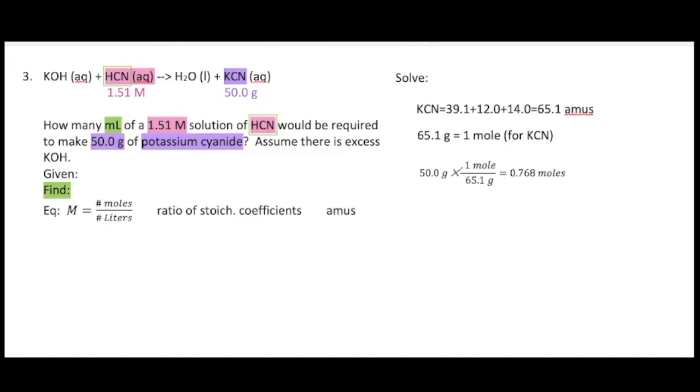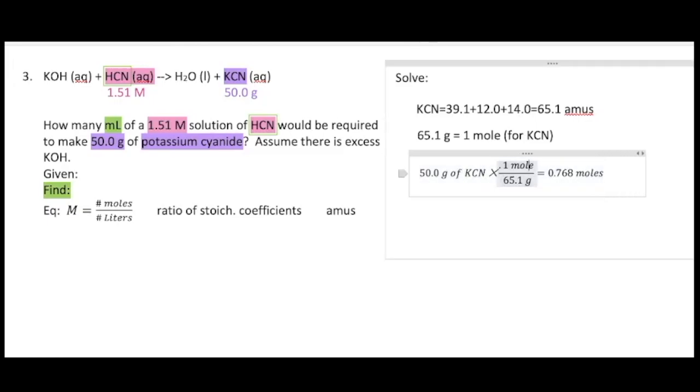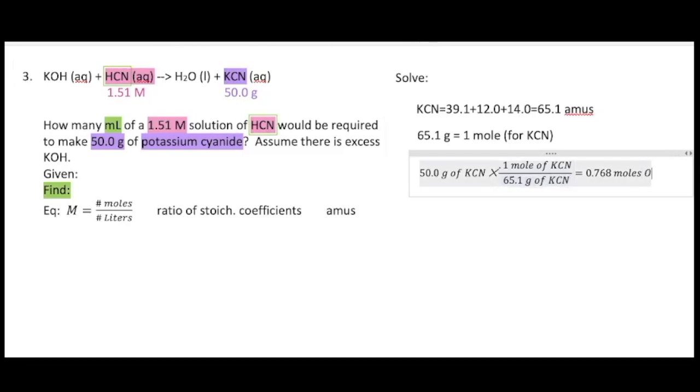However, please don't write your equation like I did here, because you've got 2 different compounds you're dealing with, KCN and HCN, and you need to make sure that you keep yourself straight on what's what. So you need to edit it so it says 50 grams of KCN. And then when you do your conversion, say 1 mole of KCN is equal to 65.1 grams of KCN. And so your final answer is that you have 0.768 moles of KCN. Please make sure you do that so that you know what compound you're dealing with at any time.